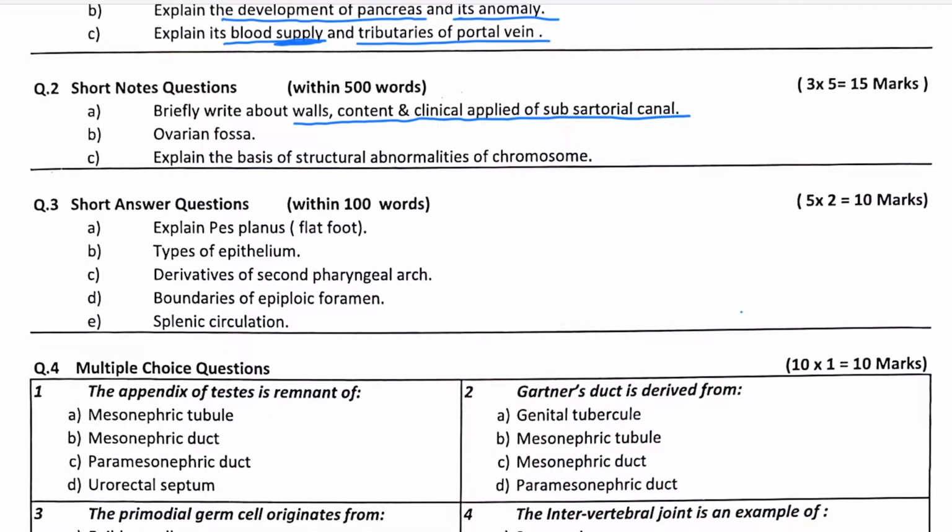Another important point is that this descending genicular artery gives a branch which accompanies the saphenous nerve, and that is called the saphenous artery. So you have a saphenous nerve, saphenous vein, as well as saphenous artery. The saphenous artery is a branch of the descending genicular artery, which is the last branch of the femoral artery in the subsartorial canal. So you've described the walls, the contents, and clinical and applied anatomy.